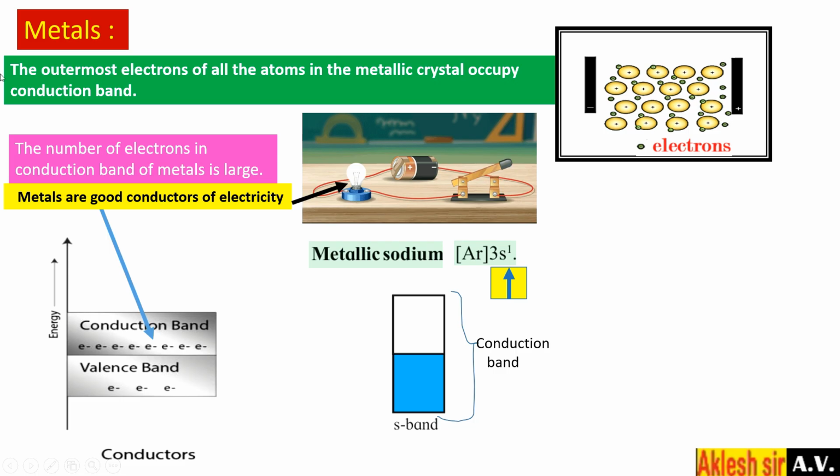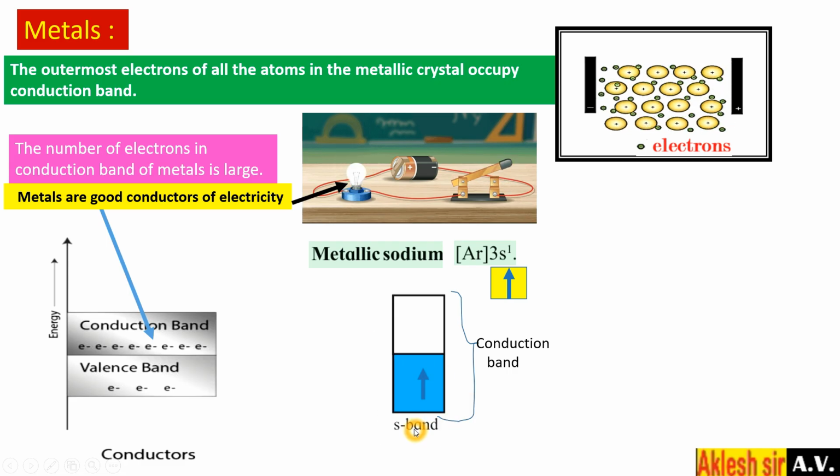There are many sodium atoms. This is one isolated sodium atom, and there are a large number of sodium atoms. All the sodium atoms' last shell contains one electron. So all the electrons of the 3s orbitals will occupy this space. You can see here this 3s orbital is half filled and half empty. So the 3s electrons of all the atoms of the sodium will be placed here in this band.